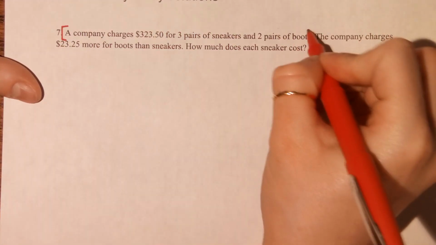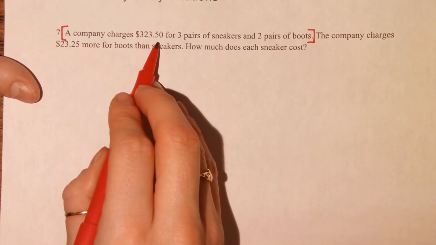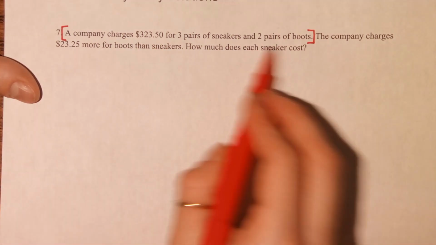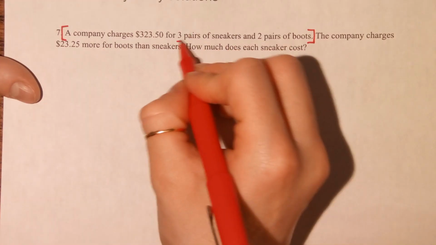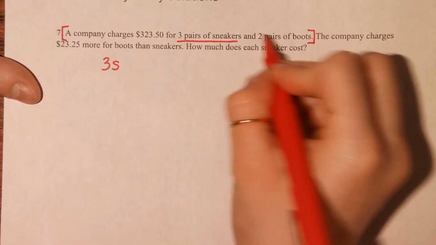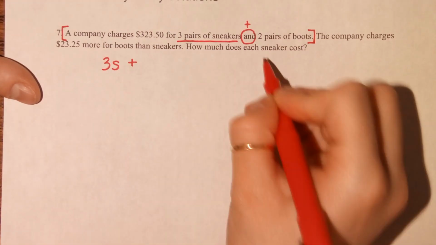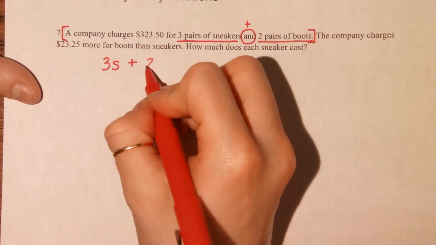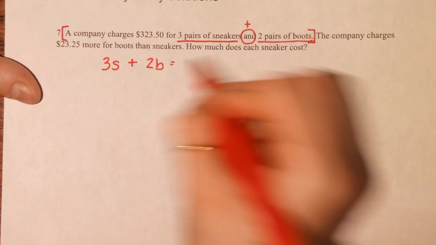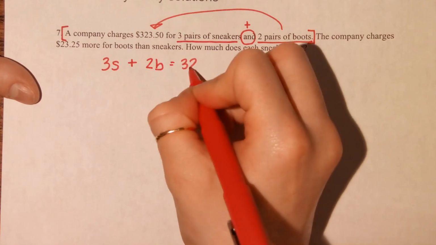3 pairs of sneakers, so 3 sneakers, and that's a conjunction, so a plus. 2 pairs of boots, 2 boots, equals our total, which is $323.50. Awesome. All right, we have our first major equation. Now, in order to solve this, we need a little bit more information.